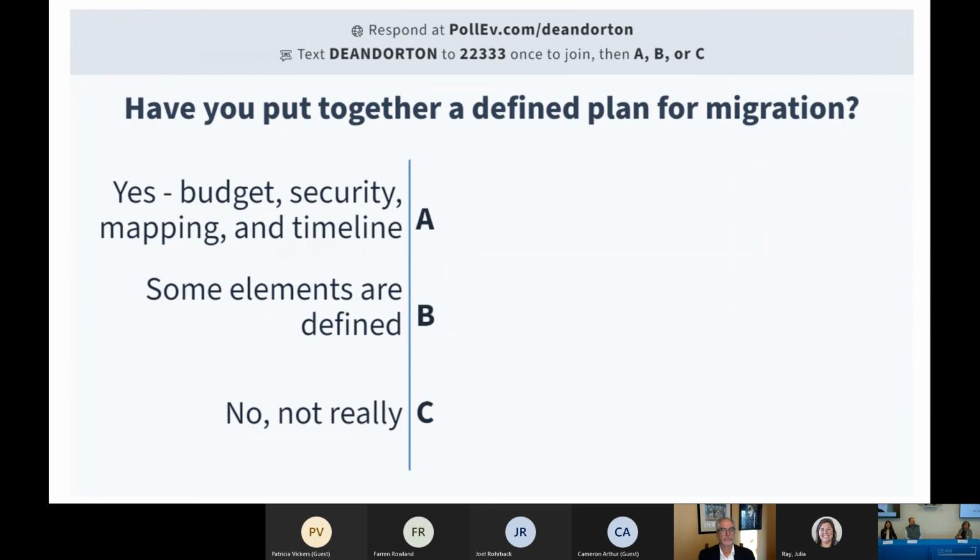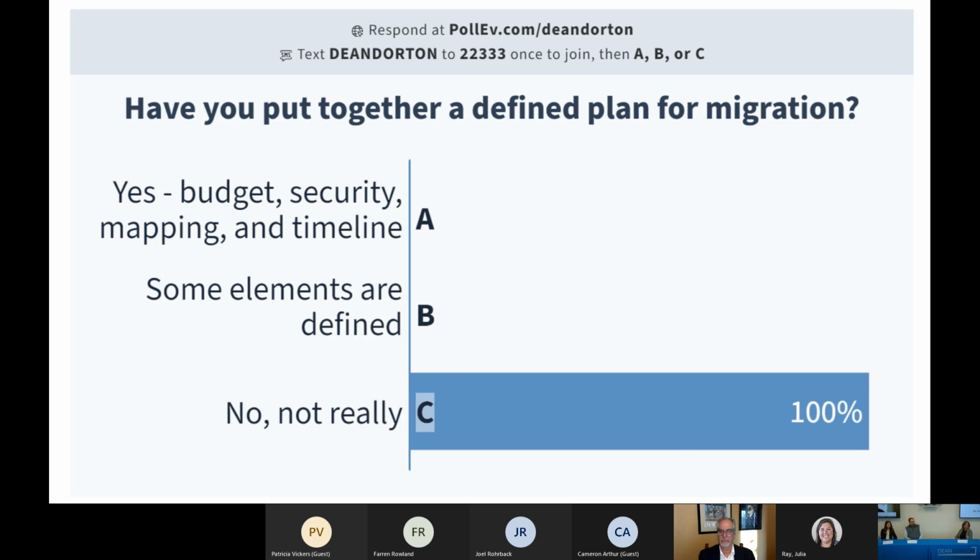All right. So we're going to put together another poll here, and we want to know, have you put together a defined plan for a migration? We'd like to see what you're doing. And again, the poll instructions are at the top of the screen. We'd like to know, yes, you've got the budget, security, mapping, and timeline all planned out. You've got some elements defined, or no, haven't really done any of this yet.